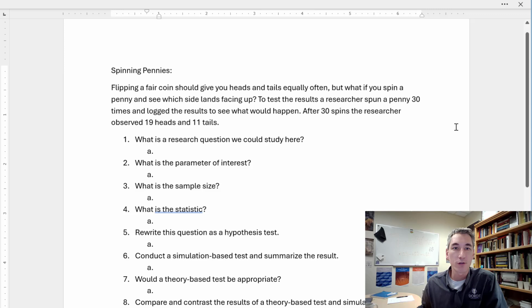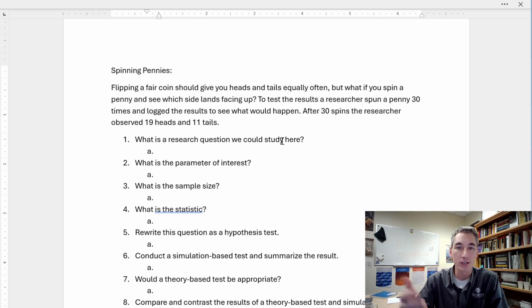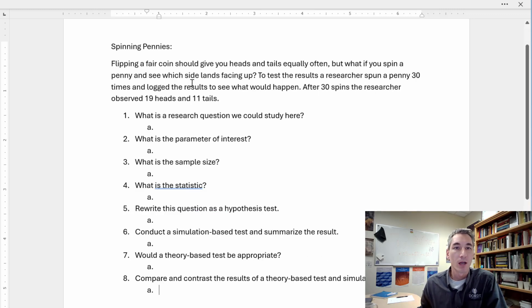I wanted to make a quick video just sort of doing a full example from like a chapter 1 example so you could see what that would look like if you worked a problem from stem to stern. And so to do that, I basically just cooked up a little problem here, spinning pennies, and I thought we could walk through it and you could see how you would actually go through and do a complete problem like this. So let's just read through this.